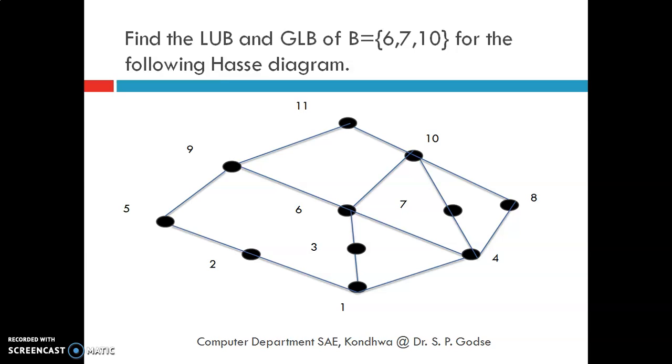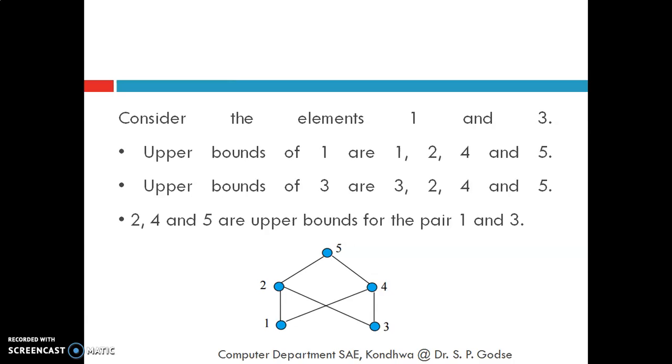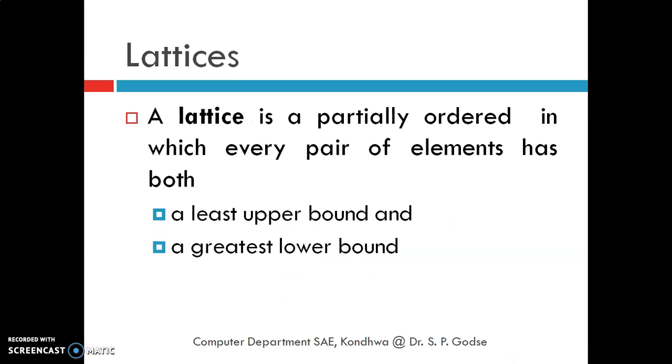In the same way, find the least upper bound and greatest lower bound of B is equal to 6, 7, 10 for the following Hasse diagram. In the same way as seen in the first example, try to find out the least upper bound and greatest lower bound of this subset. These are some examples.